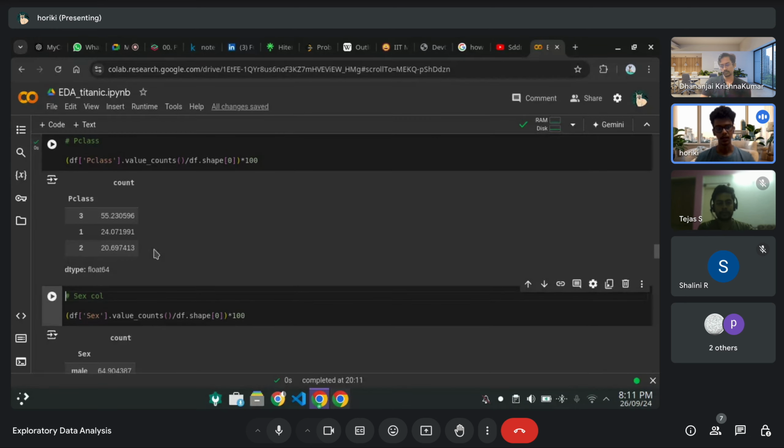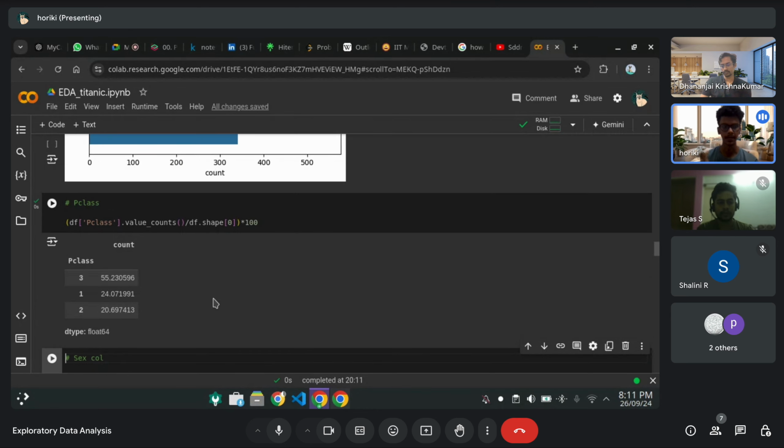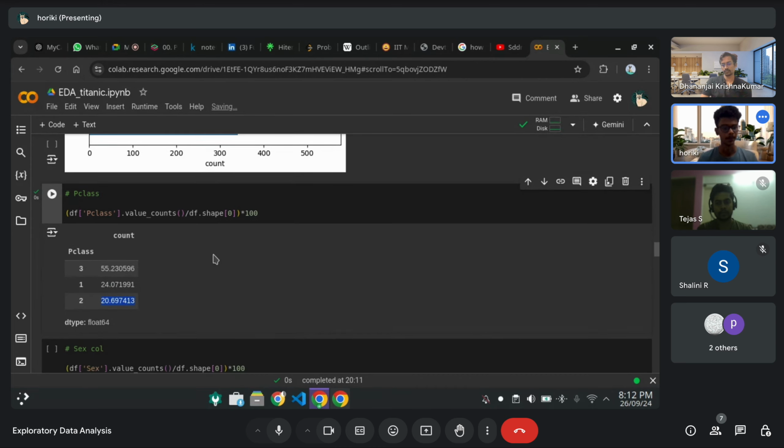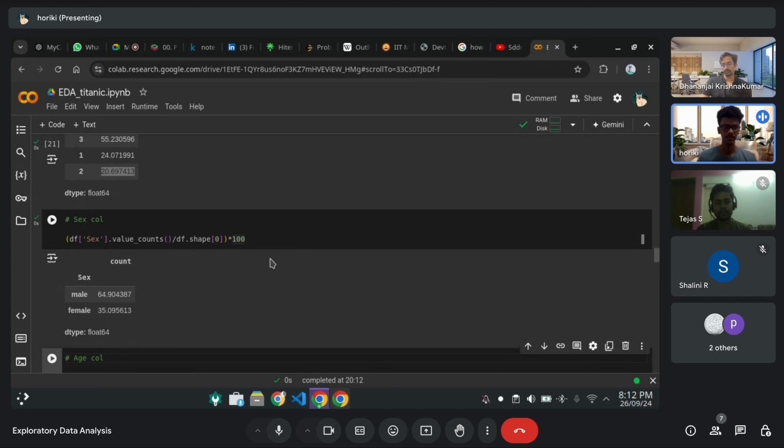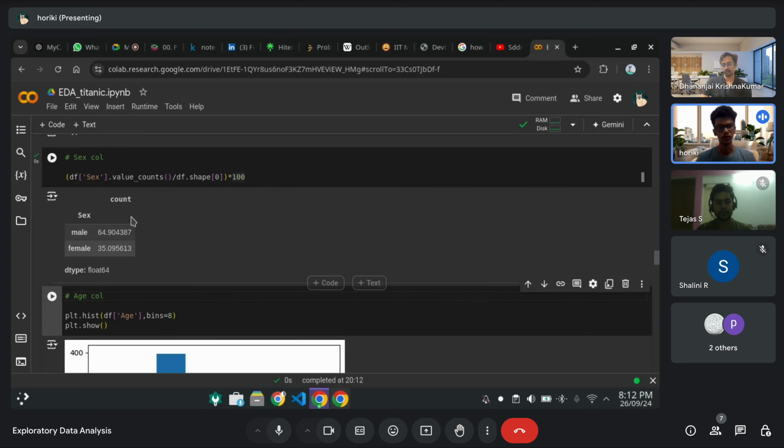Now we see how the distribution of people were among classes. The lowest class actually had the highest amount of people, about 55%. The first class, the most luxurious class, had about 24%. The middle, second class had the least amount of people. If you look at the distribution of sex, there were more males than females actually.